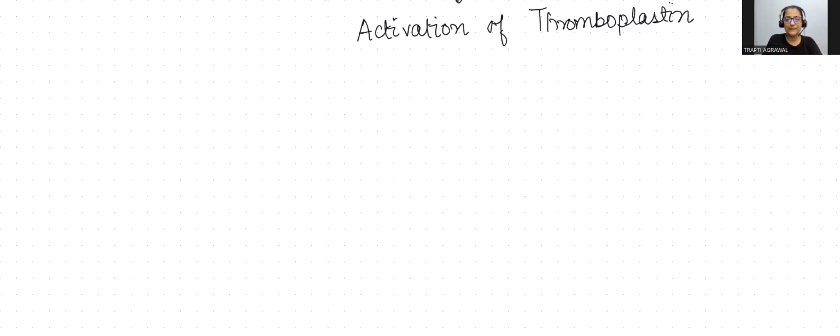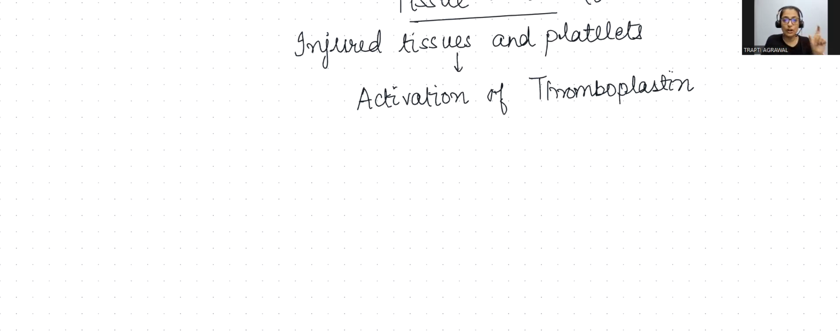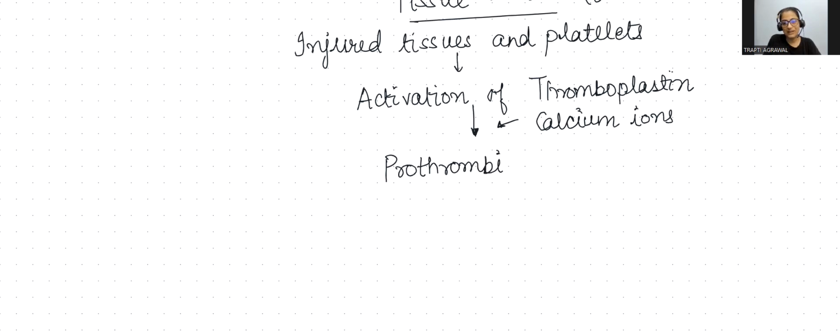After the activation of this thromboplastin, what is happening? The calcium ions are attaching with it. Along with the calcium ions, these are responsible for forming the prothrombinase. This prothrombinase further leads to the formation of prothrombin. And this prothrombin further leads to the formation of thrombin.